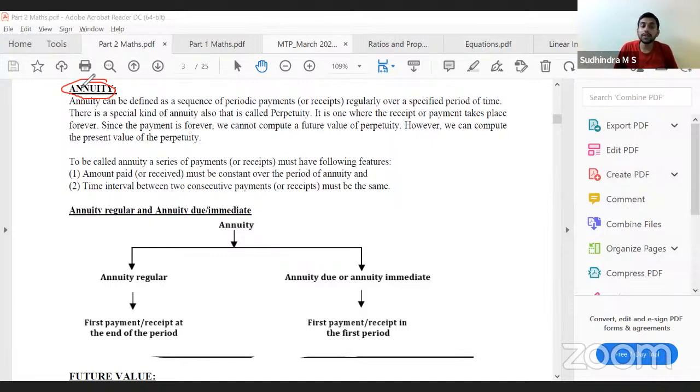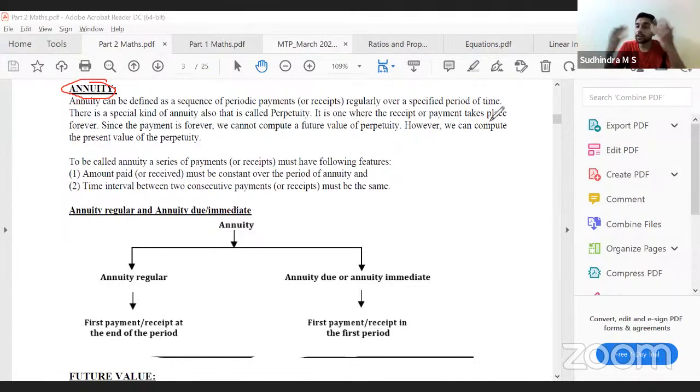To be called an annuity, a series of payments must have the following features. What are the features? The amount received or paid must be constant over the period of the annuity, and the time interval between 2 consecutive payments or receipts must be the same. Now, with regard to annuity, we have 2 types: annuity regular and annuity due or annuity immediate. Annuity regular means payment or receipt happens at the end of the year.